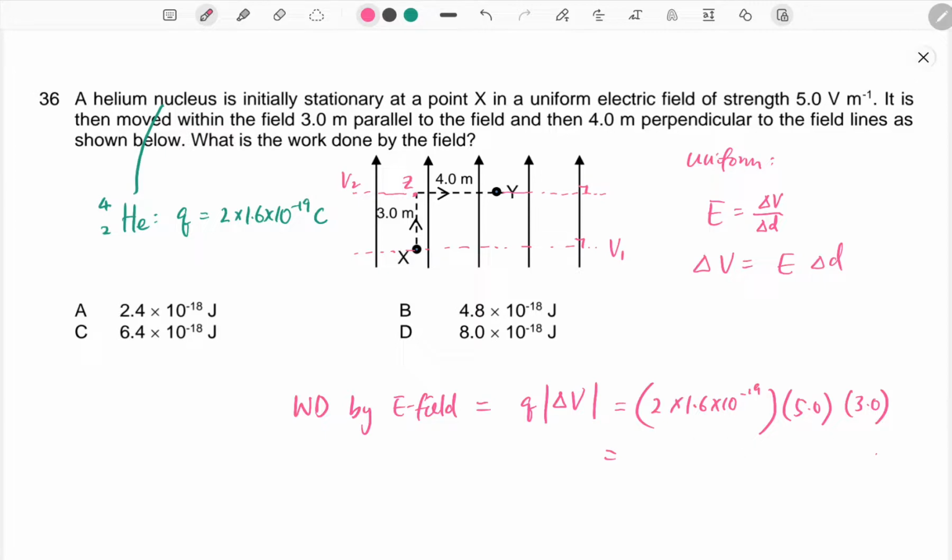The numbers here, you see you have 2 times 1.6. This gives you 3.2. Here you have 1.5, I mean times 10 to the power of 1. Multiplying them together, 1.5 times 3.2 gives you 4.8. So the answer must be B.